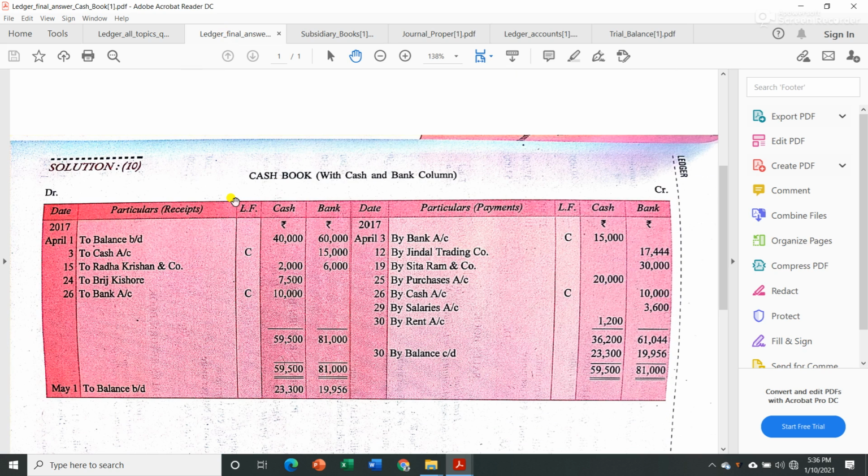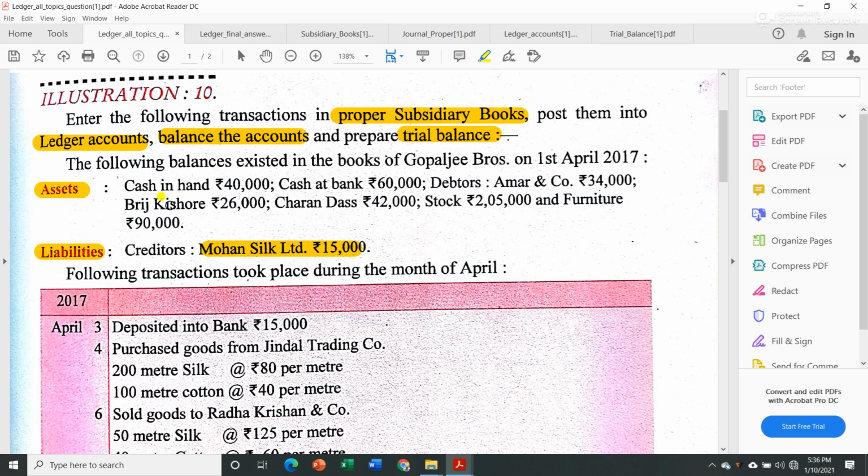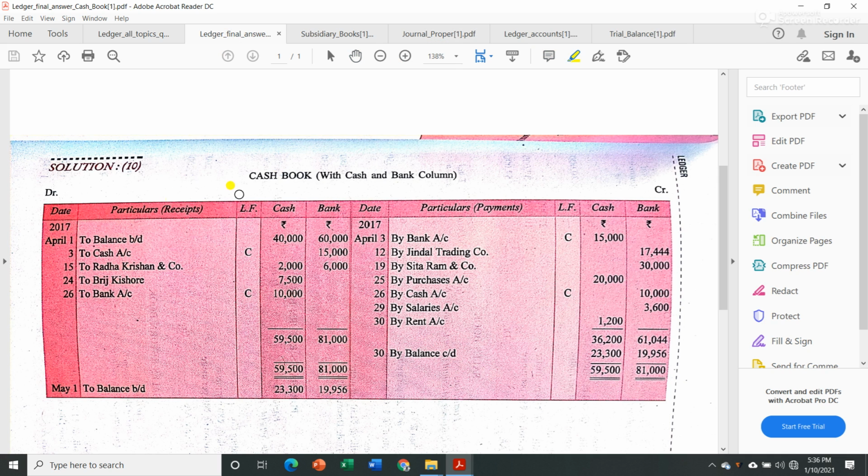Now this is our cash book. In the question we have cash in hand balance and cash at bank balance, and both of them are debit balances. So we will write on the debit side of our cash book, to balance brought down, 40,000 in the cash column and 60,000 in the bank column. If in any question they give a bank overdraft, then we will write it on the credit side of our cash book as by balance brought down in the bank column. But since in this question both the cash and bank balances are debit balances, we wrote those two in the debit column of our cash book.